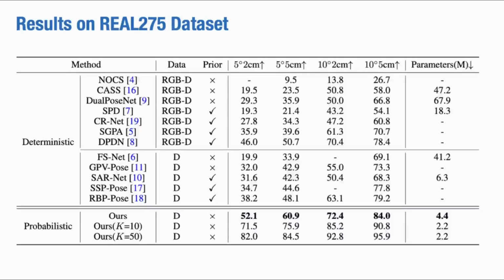Our method achieves state-of-the-art performance on the REAL275 dataset and outperforms previous methods significantly. In the rigorous evaluation metrics, 5 degrees 2 centimeters and 5 degrees 5 centimeters, our method surpassed 50% and 60% respectively for the first time.